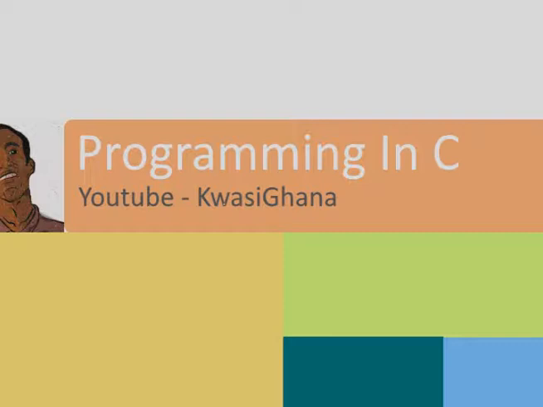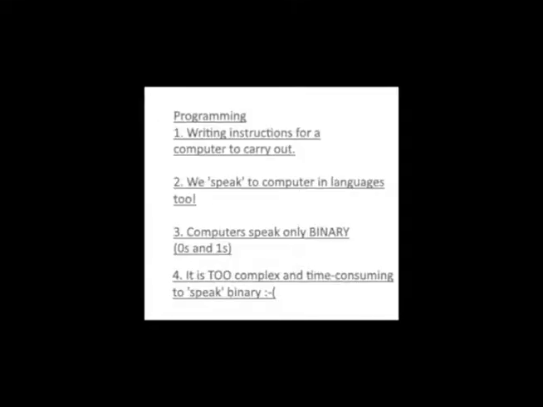Some of you might be wondering what at all is programming. Programming is simply writing a set or a sequence of instructions called a program for a computer system to carry out. So let's say I want my computer to take the number 3 and add it to the number 2 and give me the results. I'd have to write a program to tell my computer that.